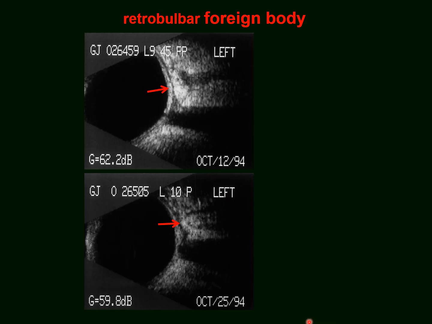Here we see the topographic documentation of an eye with a retrobulbar foreign body. The foreign body is located here in the longitudinal scan by 9:45 and still visible here a little bit more posteriorly at 10 o'clock, another longitudinal scan.